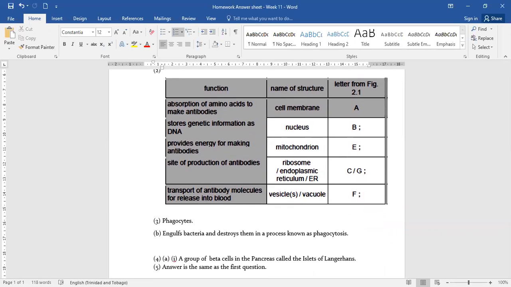How many marks was that? You would have gotten 1 mark per row, so 4 marks.